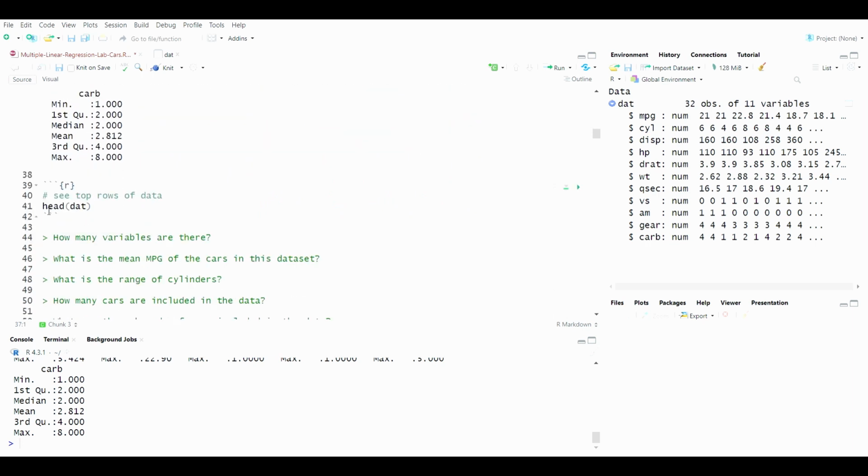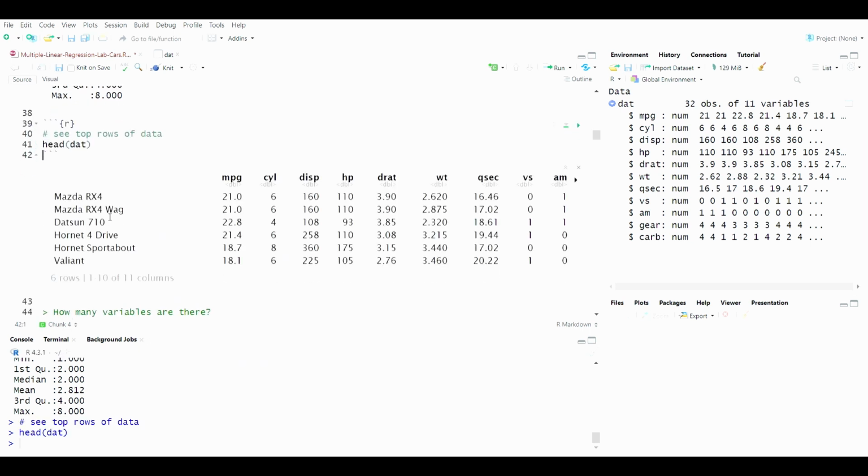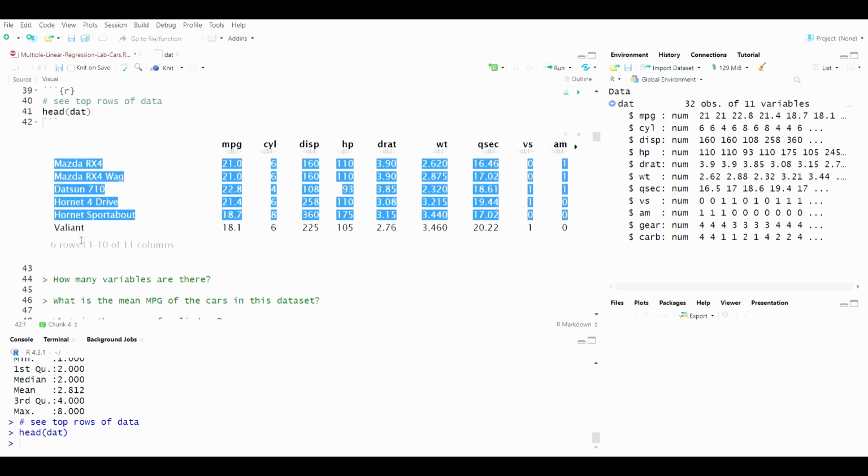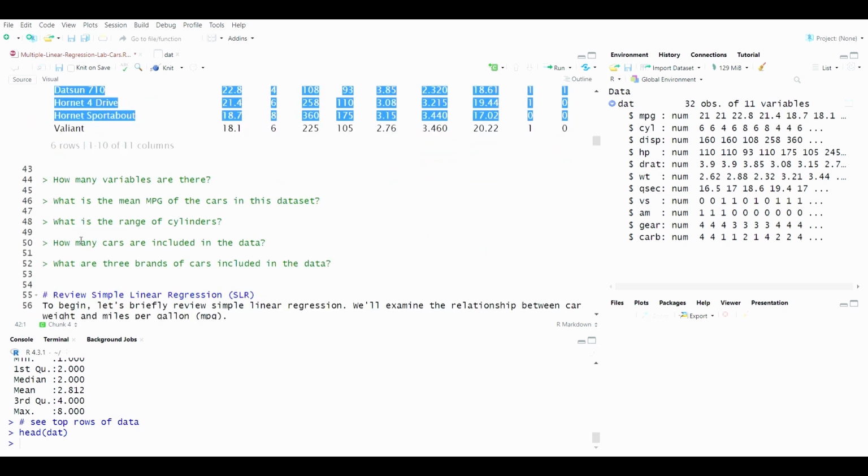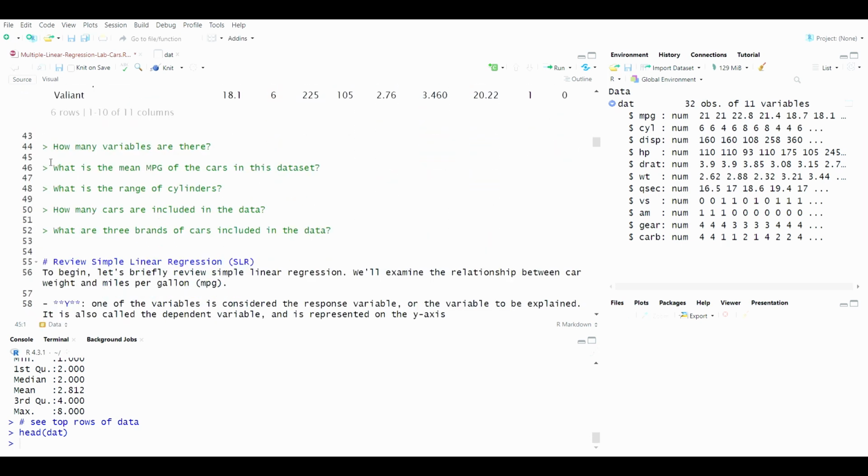If you scroll down to the next chunk, you can run this command head dat, and you get a snapshot of just the top several rows of the data. Now answer these questions on your own. How many variables are there? Just look over here, right?